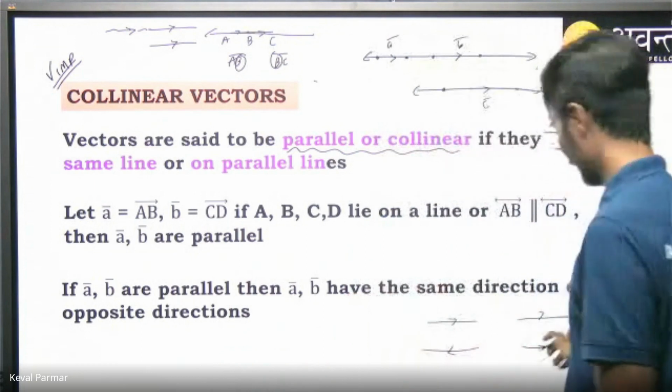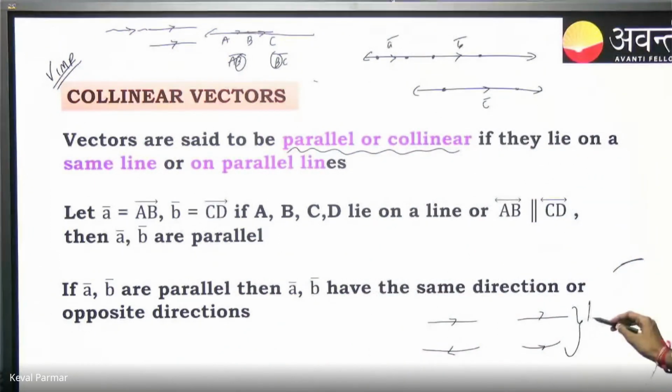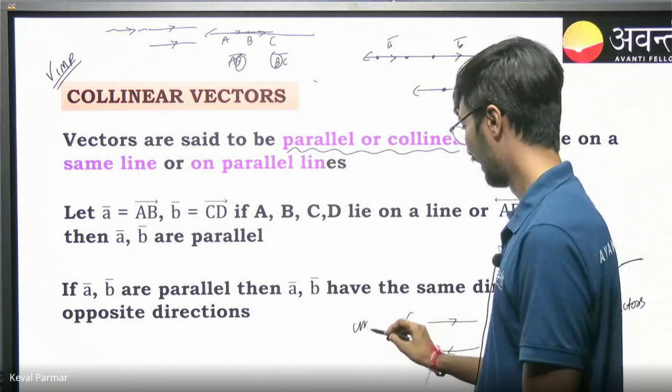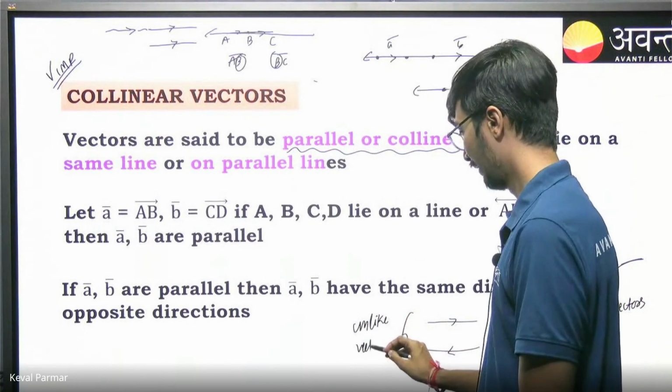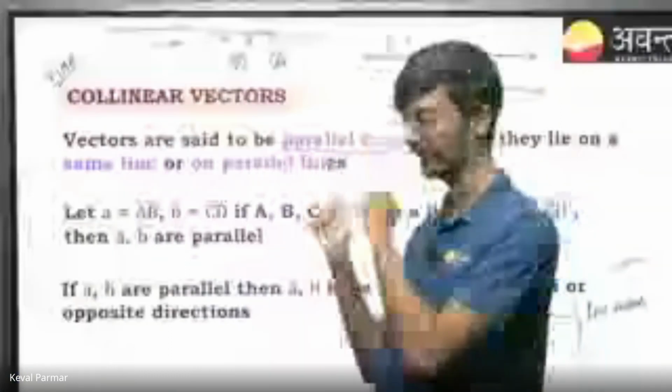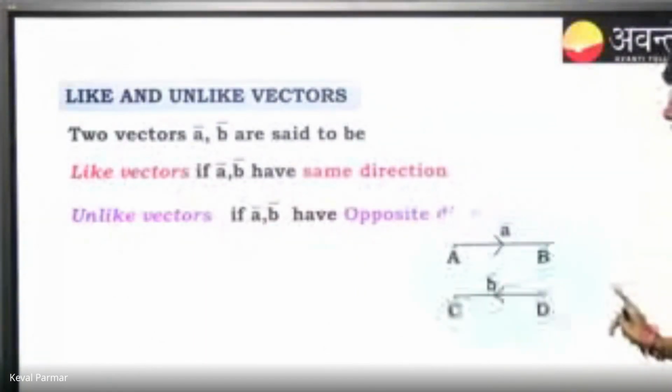You might know this. Vectors which have the same direction are called like vectors, and these are known as unlike vectors. If the vectors are parallel but have opposite direction, then they are unlike vectors. And if the same direction, then they are like vectors. So you can read it here: unlike vectors if both directions are opposite. Got it?